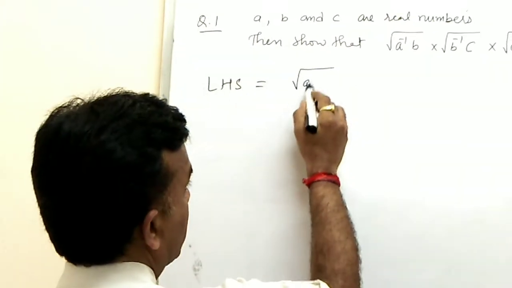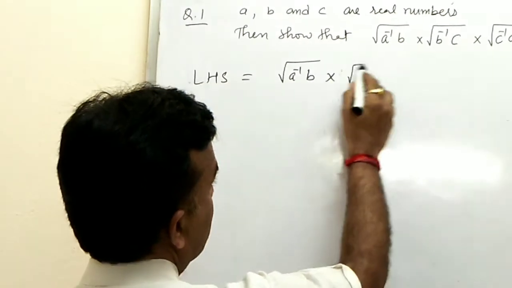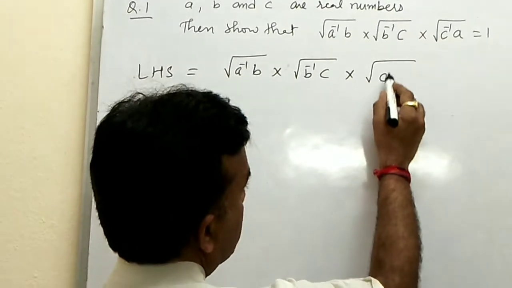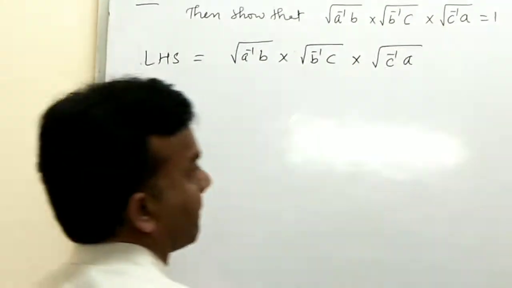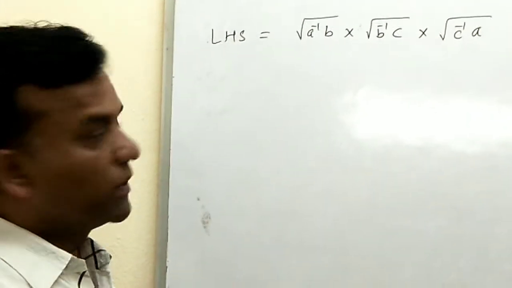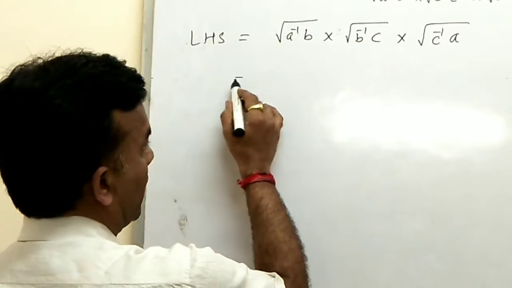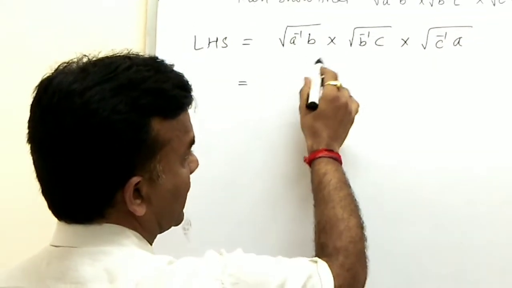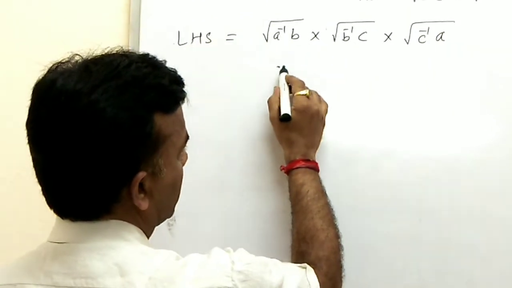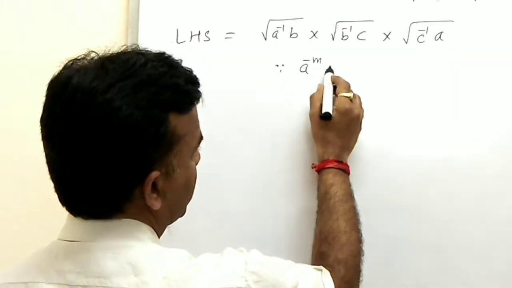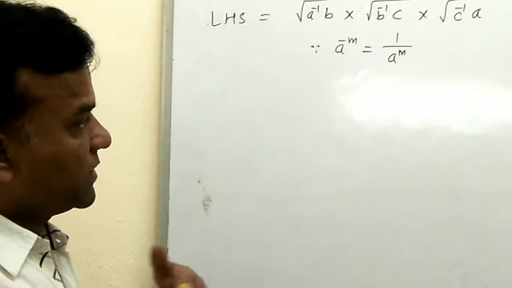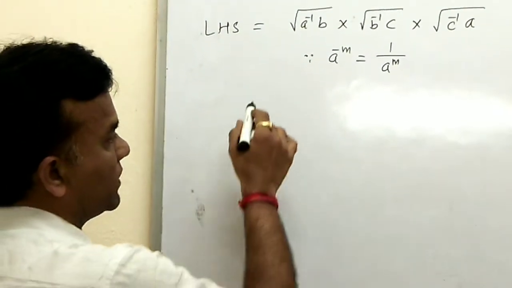You have a to the power minus 1 into b, and similarly b to the power minus 1 into c, and then c to the power minus 1 into a. Okay, then first you convert your radical form into the exponential form, or rather first you convert the negative power into positive, because we know the basic concept that a to the power minus m is 1 by a to the power m. So first we take the reciprocal form of the negative powers.